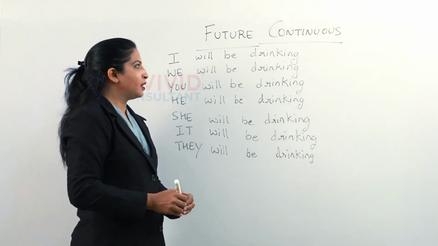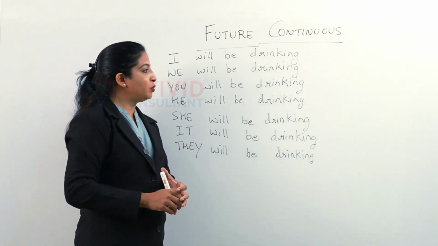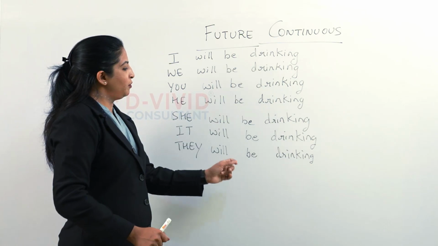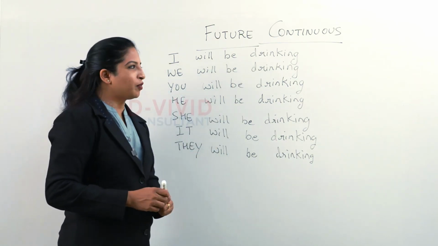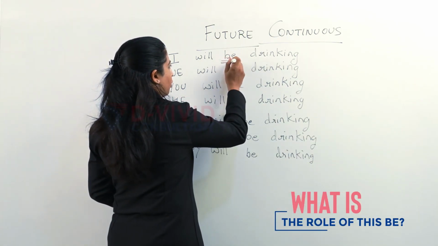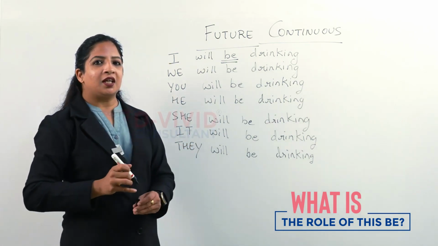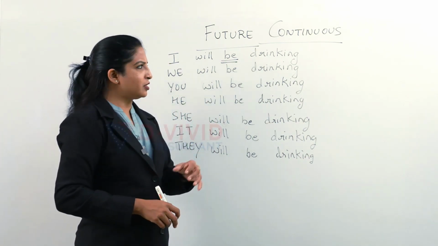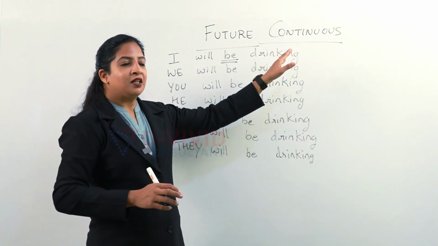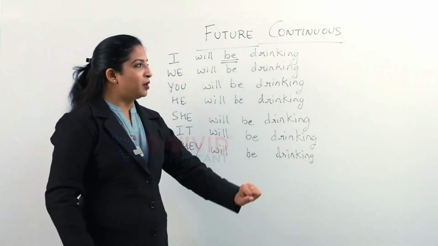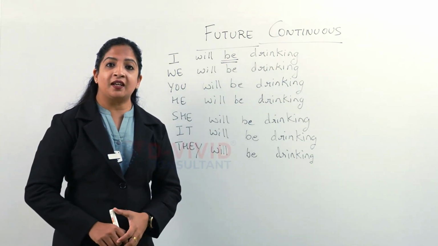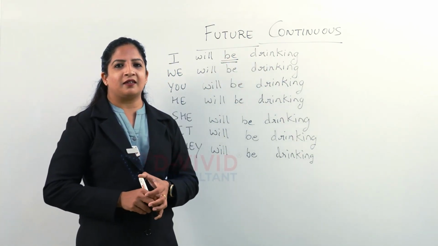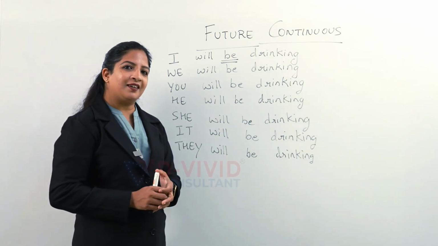So I don't know if you have this question or not, but I do have. Why do we require this be over here? What is the role of this be in this tense? If we just talk about future continuous, to represent the continuous form, we have drinking. So what is this be doing here? Did you guys ever think?